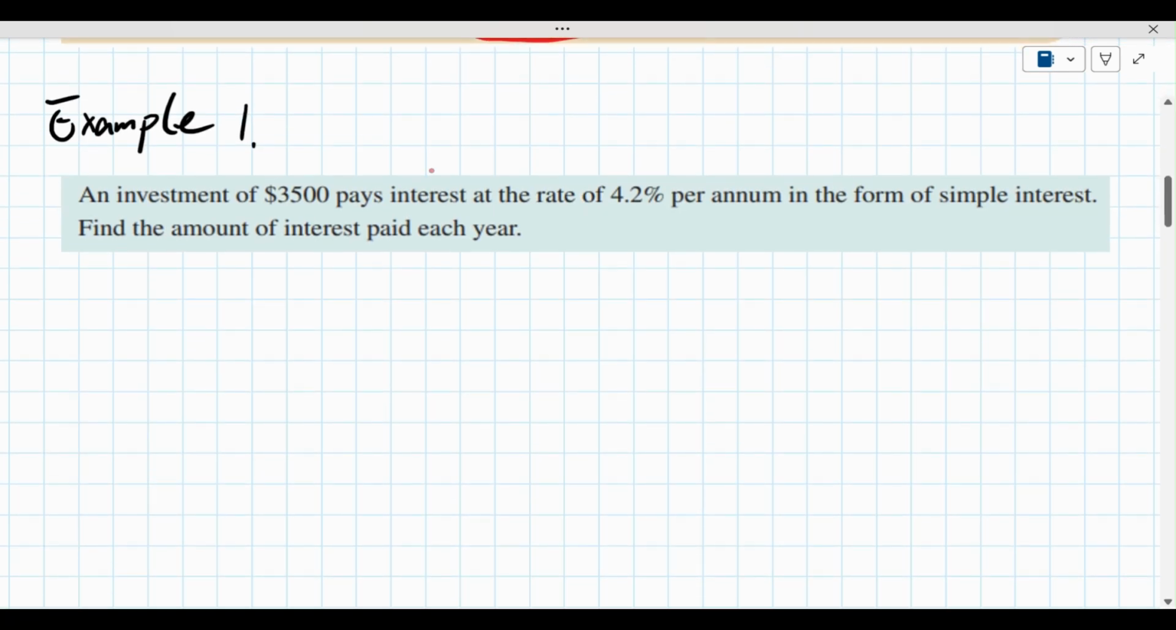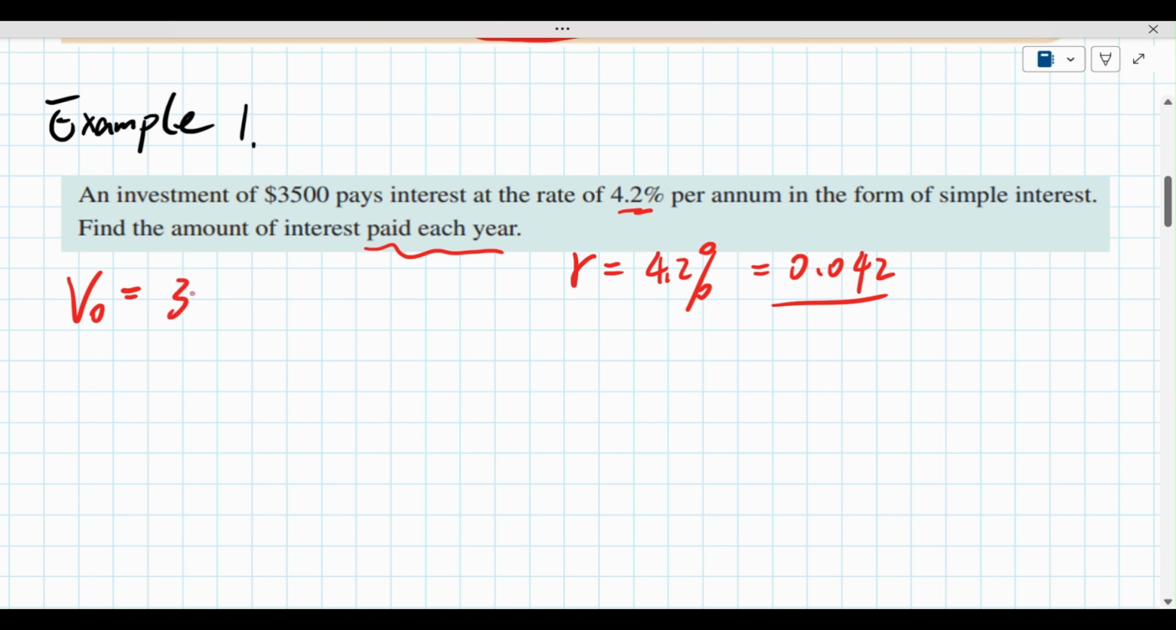First question: you invest $3,500 and the interest rate is 4.2% annually. First thing first, if you want to use R, it's 4.2%, and I normally write it as a decimal, 0.042. For simple interest, find the amount of interest paid each year. First we need the initial value, so V0 is $3,500.